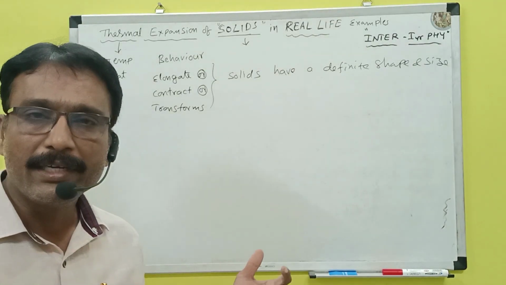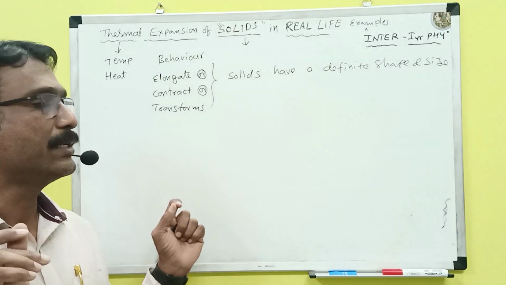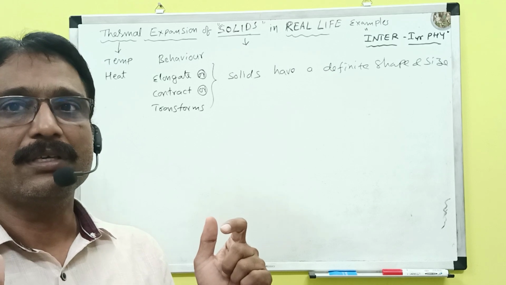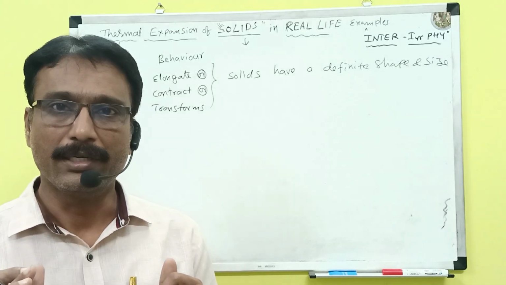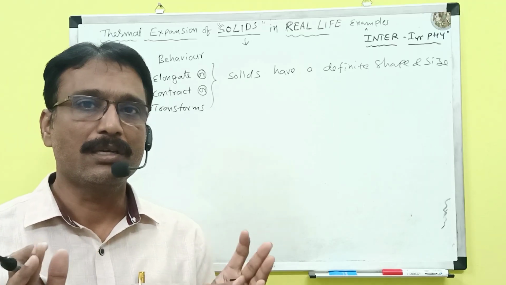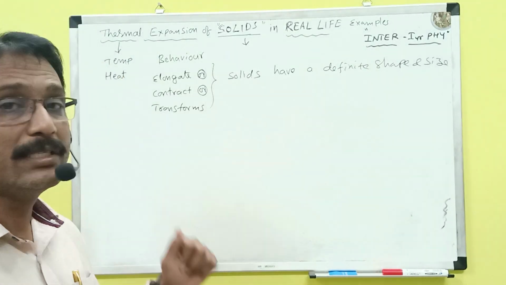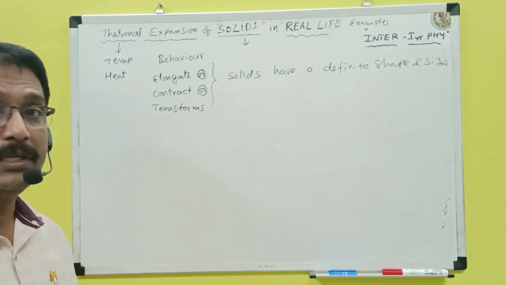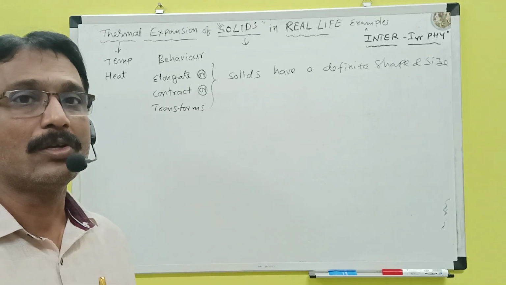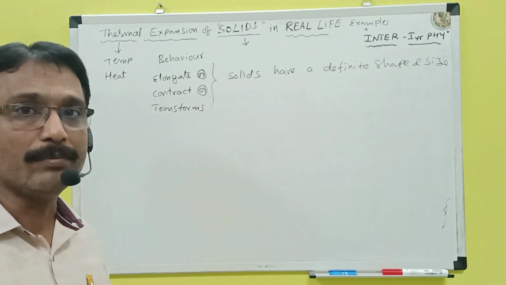Why do solids have a definite shape and size? It means all the atoms are arranged in a regular orientation. The average distance between the atoms in a solid is constant, and the average kinetic energy of the particles also changes only slightly. When heat energy is given to the solids, then only will it expand or contract or transform from one form to another form.